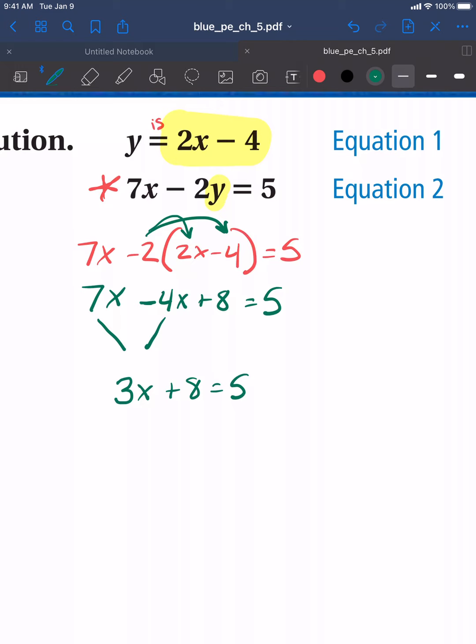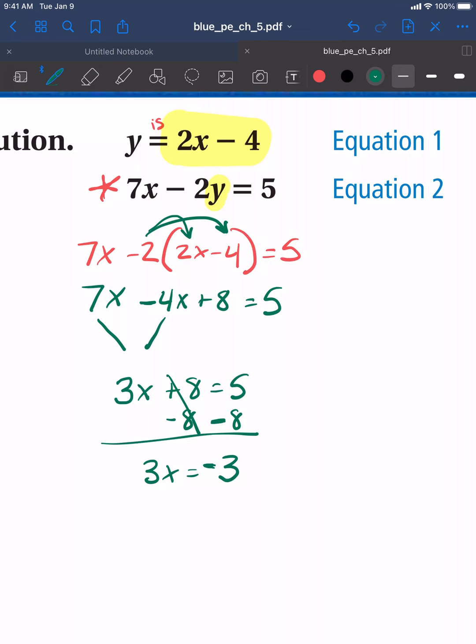How do I solve for x? Subtract 8. Signs are different, so we subtract. 3x equals negative 3. Ange said signs are different, so we subtract. 8 minus 5 is 3. Austin says negative 3. Why negative 3, Austin? Because you're subtracting the bigger number from the smaller number. Good. And I can also say, who is the bigger number? 8, and 8 happens to be negative.